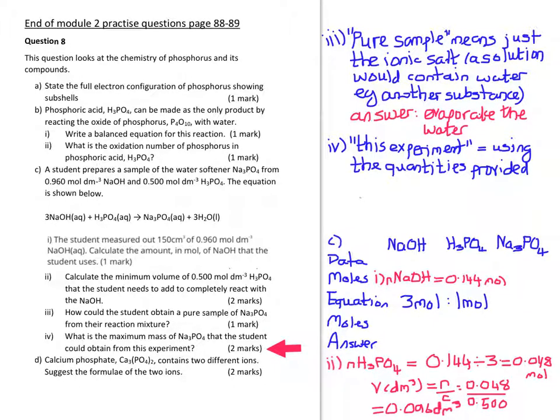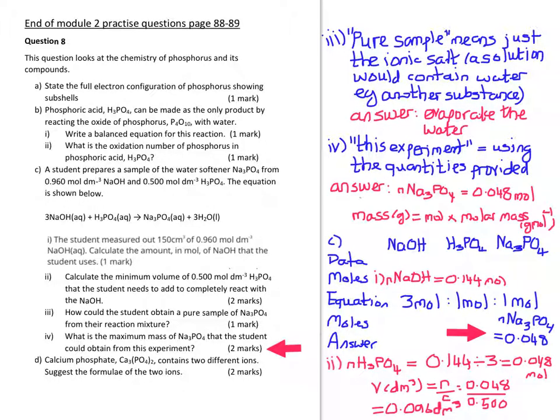So when it says what's the maximum mass of Na3PO4 that the student can obtain from this experiment, that means using the quantities provided. So looking at the equation, we can also see that the number of moles of Na3PO4 is also 0.048. So we know that the mass is going to be moles times molar mass. So we can take 0.048 times 164.0 to get 7.872 grams.